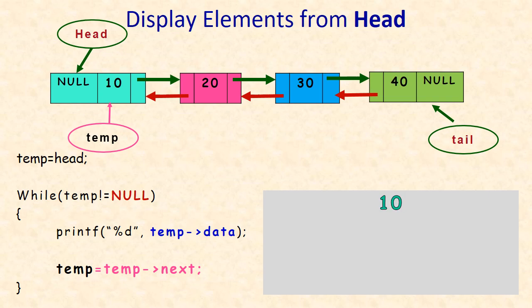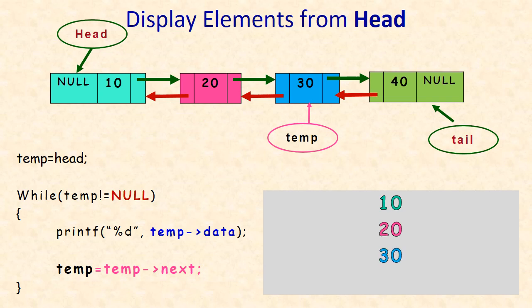Again I will make temp equal to temp next, meaning temp points to the next node. When temp is pointing to the next node, I will display temp data again, so 20 will be displayed. Again temp is equal to temp next, so temp moves to the next node. Again 30 will be displayed. The same will be repeated again and 40 will be displayed.